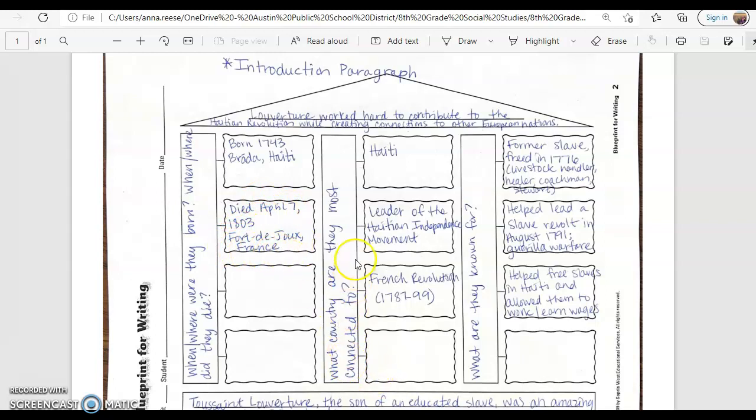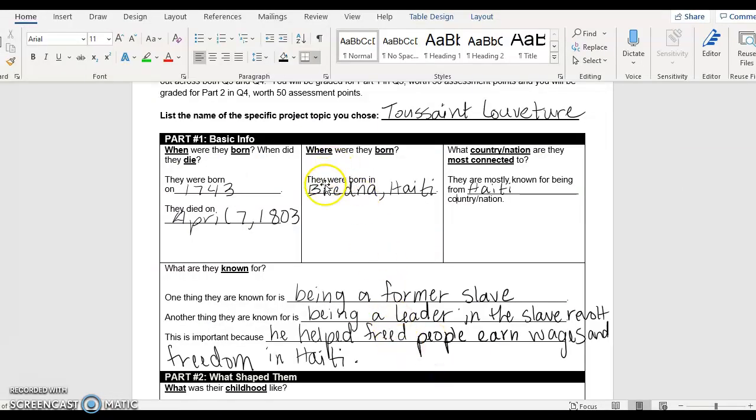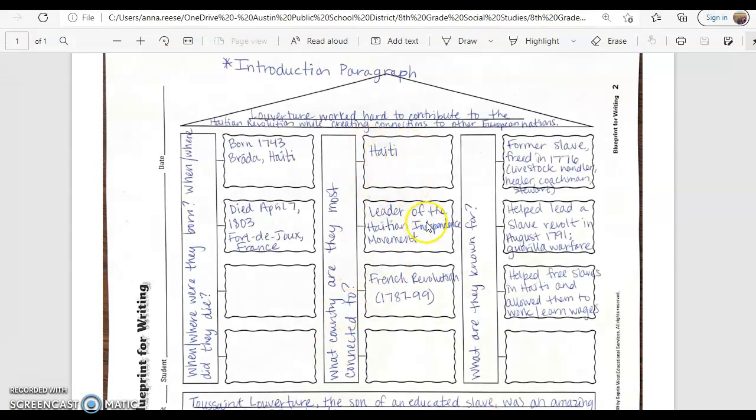Okay, now moving on to the second pillar, which would be our second supporting detail. What country are they most connected to? Now, if you're getting the idea here, this is this question right here, and I would simply answer what I found out. Now, I did say Haiti. That's all I put in my packet, but I also looked up a little bit more information, because this is where I said if you want to add more details, more examples in these little boxes, that's good, because it's going to give you more to write about.